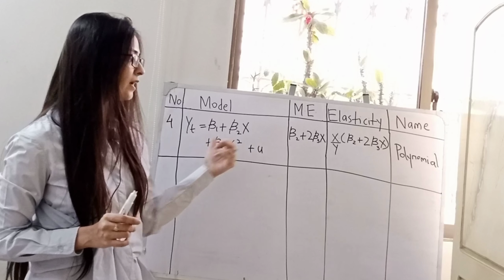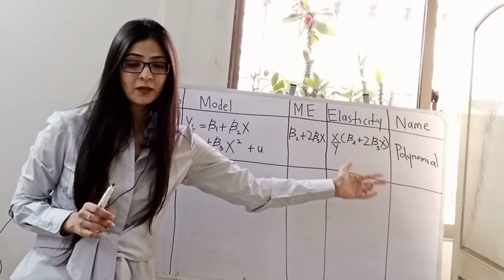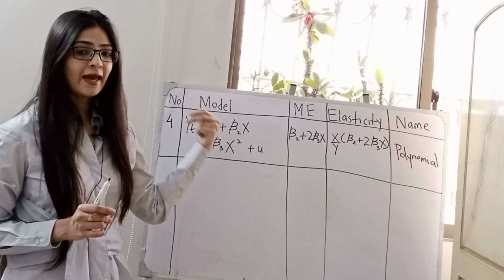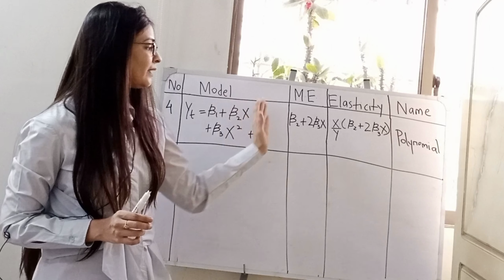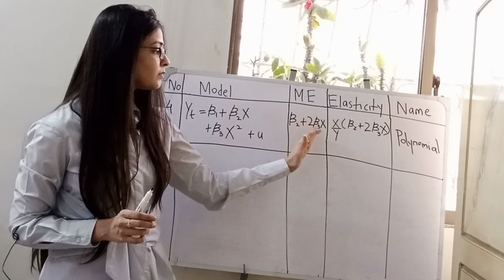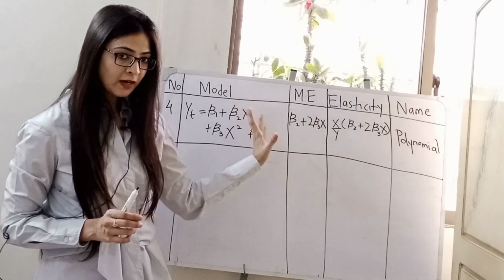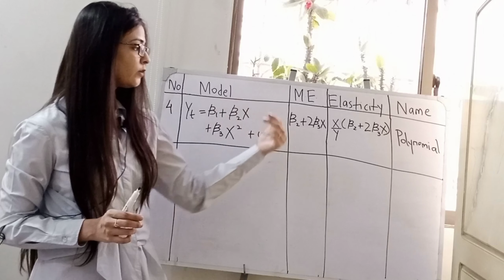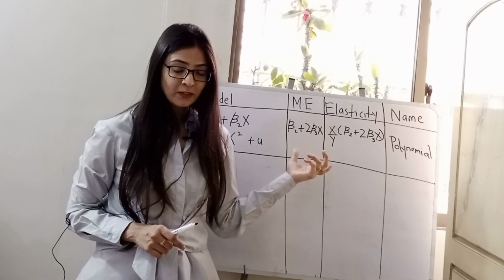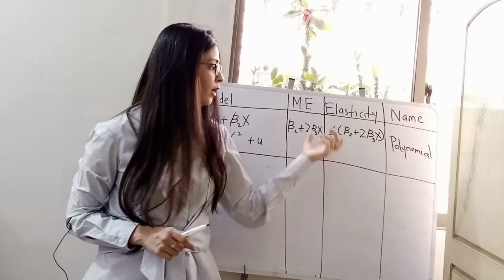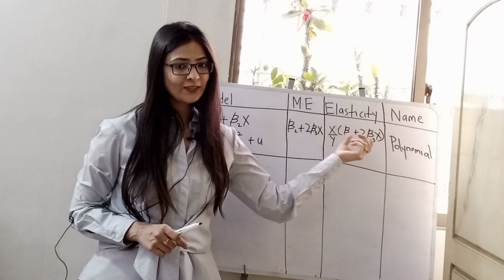So we can see at a glance that this model is a polynomial model because it involves x raised to the power 2. Now when we differentiate this, we simply get beta 2 plus 2 times beta 3x, that is dy by dx in this situation is equal to beta 2 plus 2 times beta 3x. And when we multiply this term by x over y, we get beta 2 plus 2 beta 3x.